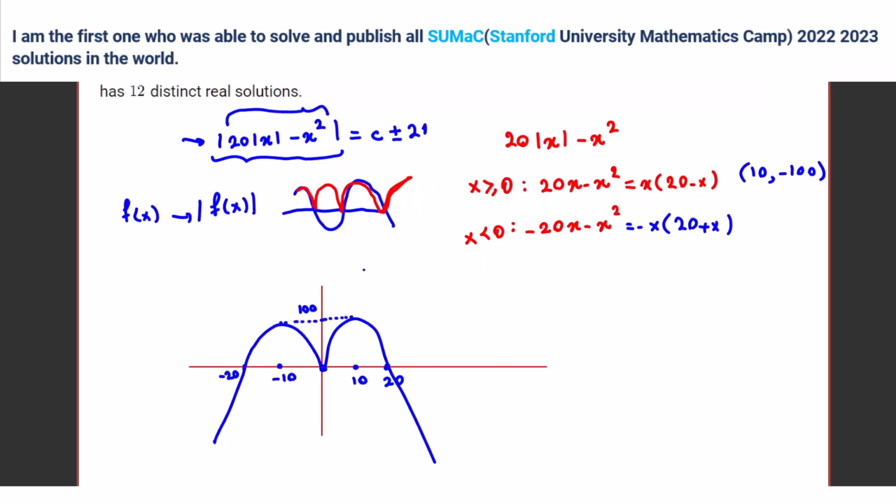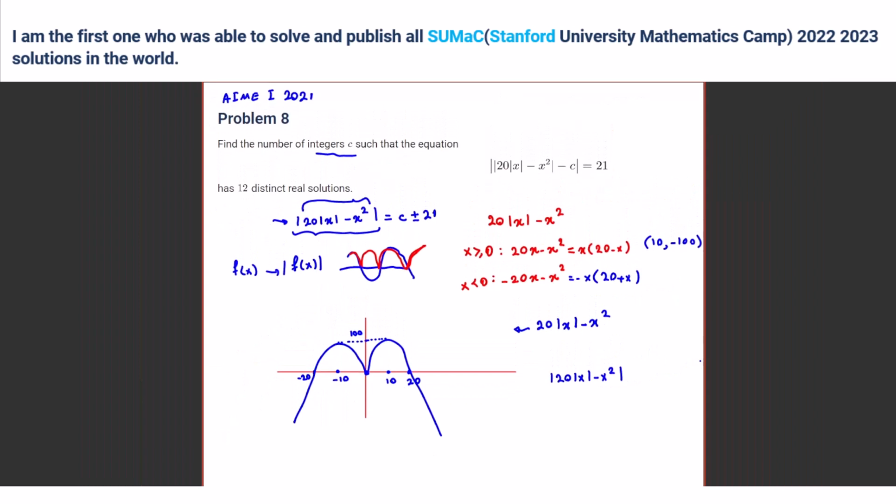Now, this graph is what? It is 20 times absolute value of x minus x squared, right? Then in the next step, you should draw the absolute value of this, and then you should find the answer for C, okay? Sure.